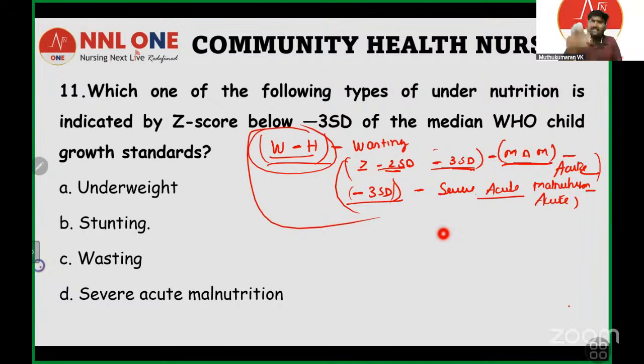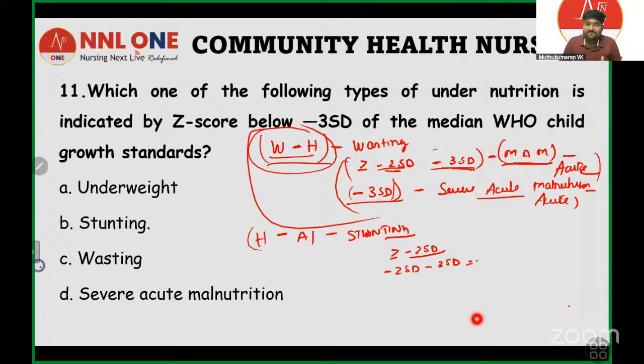When we talk about height for age, now I am talking about height for age. When the word height for age comes, it is very, very important. Here, the same thing, minus 2 SD will be normal. Okay, now between minus 2 SD and minus 3 SD, it is moderate stunting. Moderate.